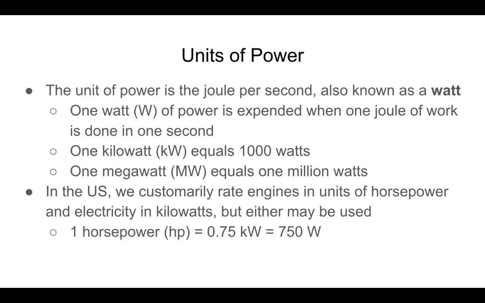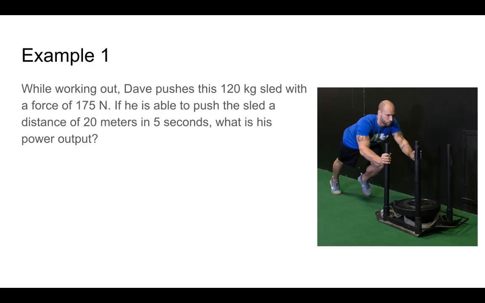The conversion for horsepower is 1 horsepower is equal to 0.75 kilowatts or 750 watts. It's actually, I think, about 746, but 750 is fine to use. All right, so today we're going to do 5 different examples.